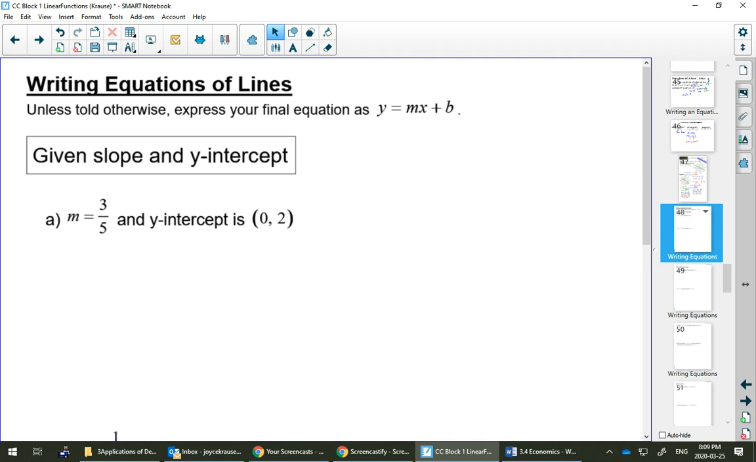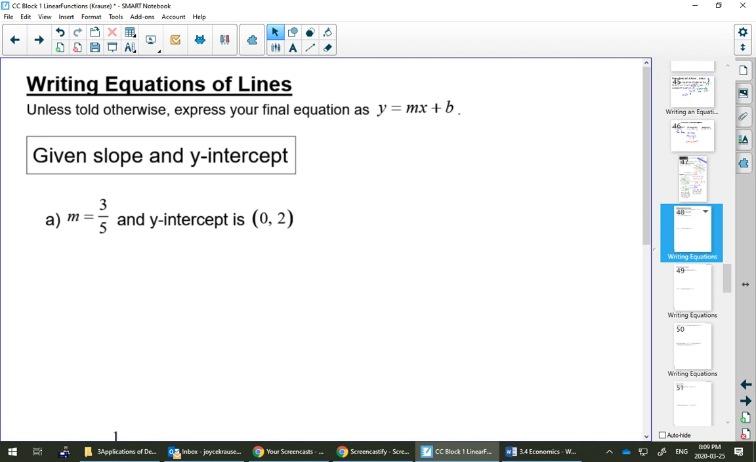All right, so the first type of example we can have is writing equations of lines. And the first one we're looking at is given slope and y-intercept. So this would be the most basic one that we were given, and we've already done some practice with these. Now what I want to point out is that unless you're told otherwise, your final equation would be expected to be represented as y equals mx plus b.